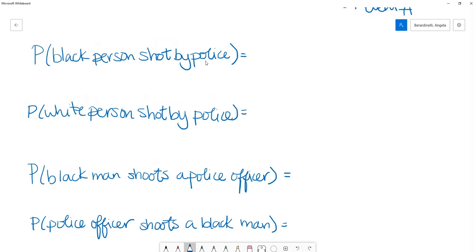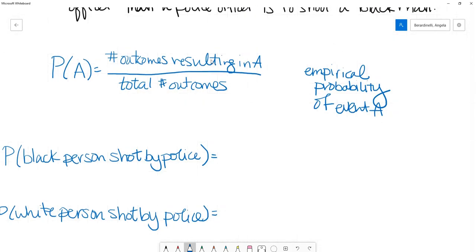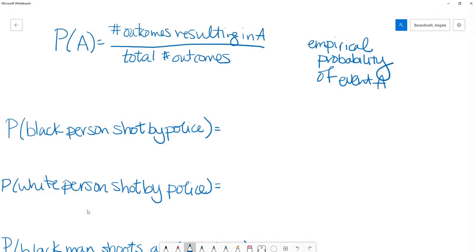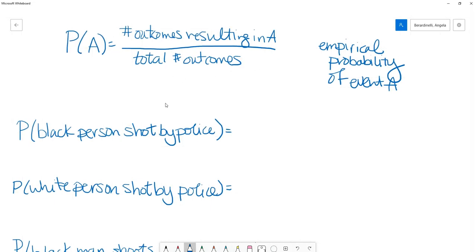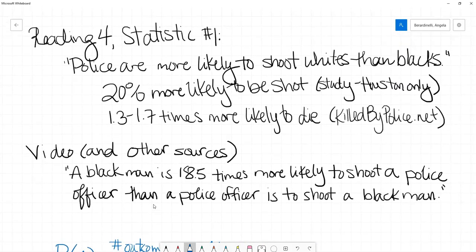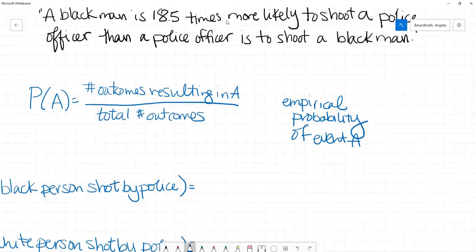There's a numerator and a denominator involved in each of these. The number of outcomes resulting in a black person being shot by a police officer divided by the total number of outcomes. The number of outcomes resulting in a white person being shot by a police officer, dividing by the total number of outcomes. For these first two, we have to think about what number of outcomes we are comparing to. And in the original, we're talking about the likelihood of getting shot by police based on race.